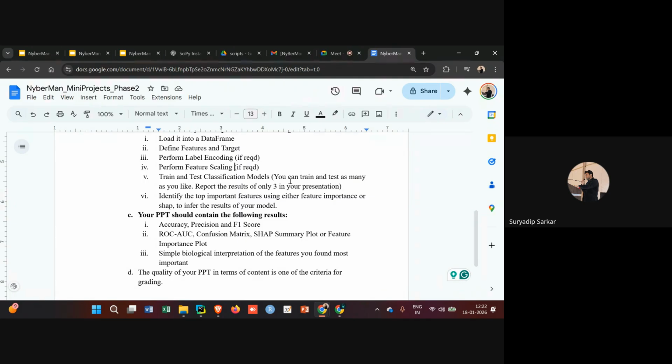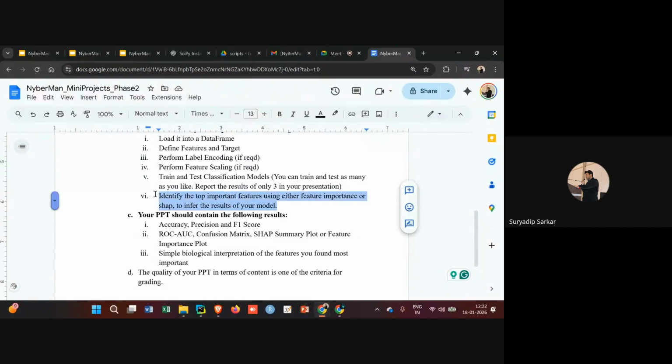Okay, now once you have reported the results of the classification, right, you already know what to report and how to report. Make sure you guys do cross validation, make sure you guys do accuracy, PRAUC, all of that, right? Apart from that, after you have done evaluating the models and figuring out, okay, this is the best model, now what you have to do is identify the top important features using either feature importance or SHAP to infer the results of your model.